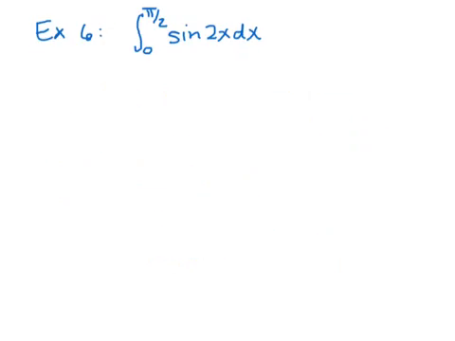Okay, this is the last example, and it is going to be with a trig function. It's a definite integral, so when we replace our u and our du, we're also going to replace a and b with u values. So the 2x, that's on the inside. So u is 2x. And that means du is 2dx.